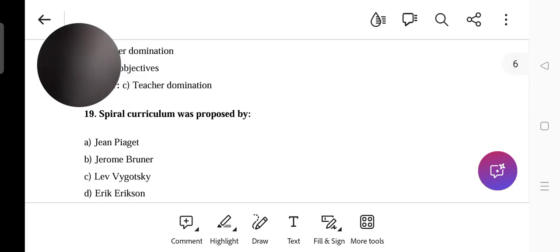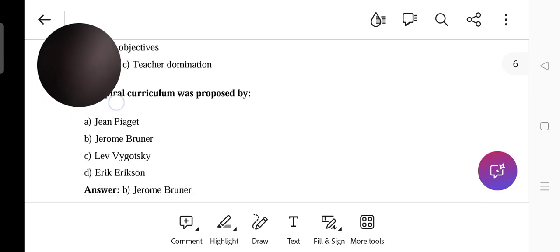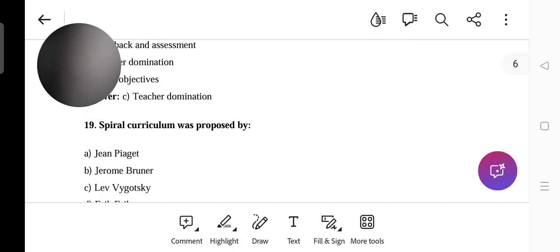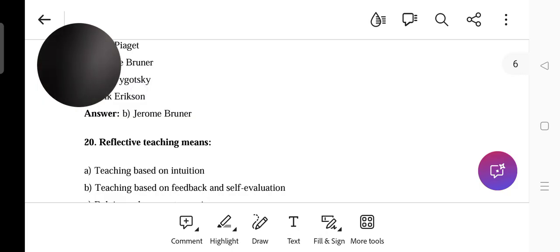The next question, spiral curriculum was proposed by whom? Option A, Jean Piaget. Option B, Jerome Bruner. Option C, Lev Vygotsky. Option D, Erik Erikson. So here we know that the appropriate answer will be Jerome Bruner because he proposed the spiral curriculum.